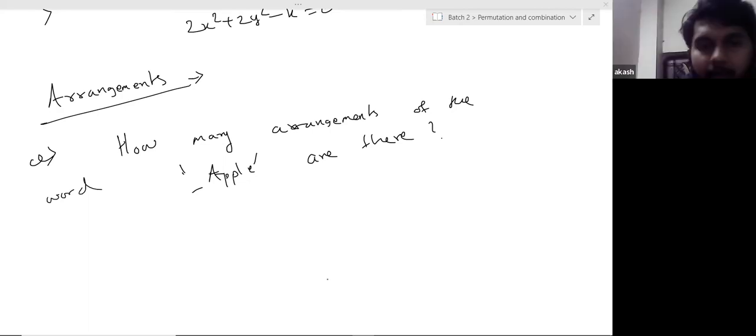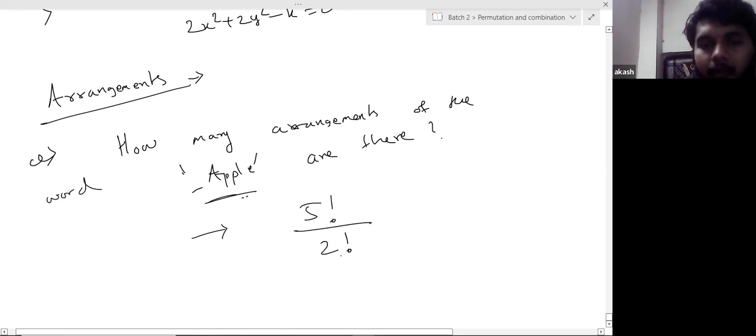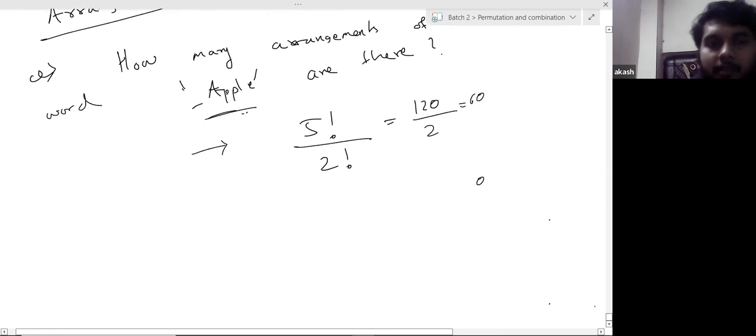All right, how to solve this? We need all the letters. So there are 5 letters. So 5 factorial, but there are 2 p's, so divided by 2 factorial. So 5 factorial is 120 divided by 2. The answer is 60. All right, 60 words are possible. Next question.